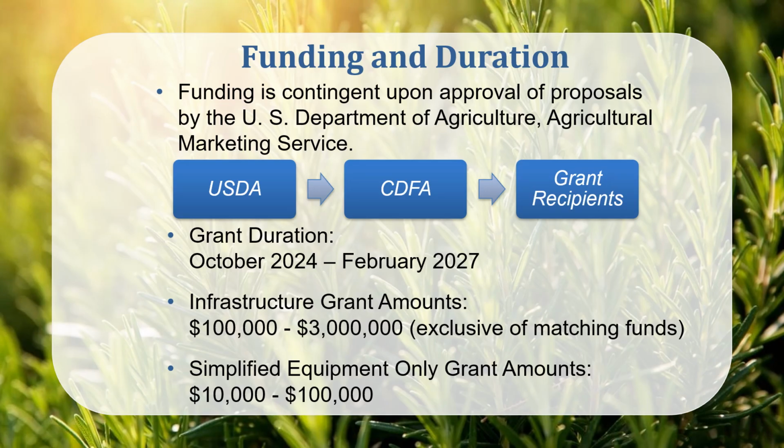This is how funding for the program works. USDA gives funding to CDFA, and CDFA subawards funds to recipients. The grant duration is roughly 2.5 years, beginning October 1st, 2024, and ending no later than February 26th, 2027. There are two funding tracks for RFSI grants. Infrastructure grants can request from $100,000 to $3 million. This does not include required matching funds for this grant type. We will speak more on matching funds later. Simplified equipment-only grants can request between $10,000 and $100,000.